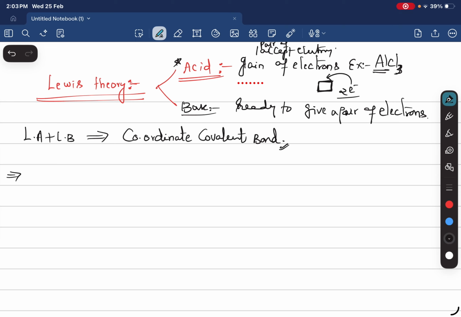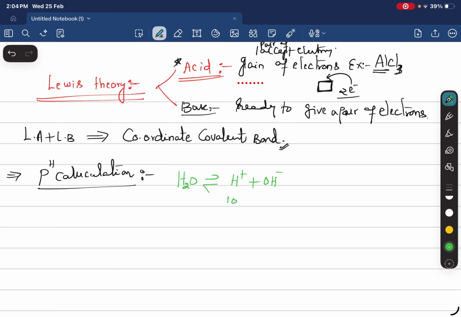Now we are going to discuss pH calculation. Very important from now. So pH calculation, what exactly is it? H2O is a weak electrolyte, so it dissociates very little at room temperature. So just 10 power minus 7 molarity of H plus and OH minus ions are released.